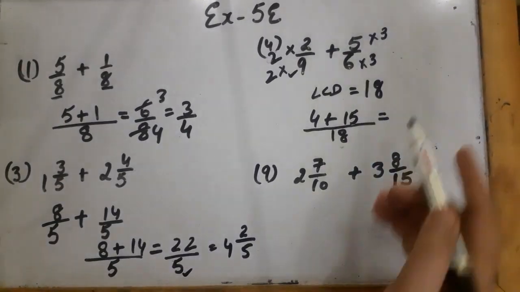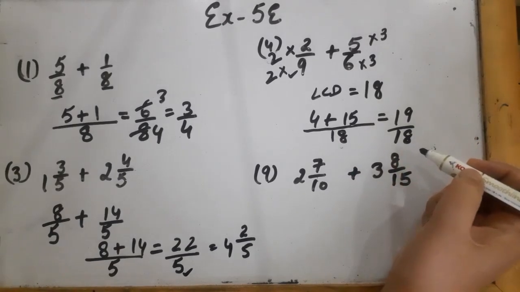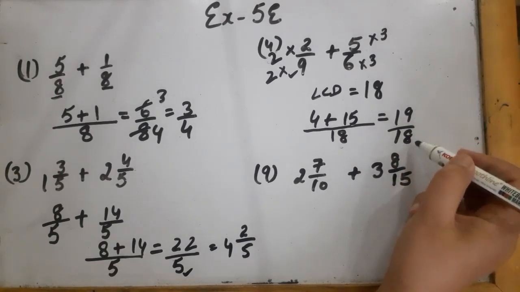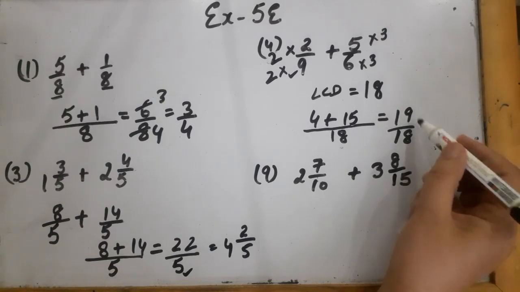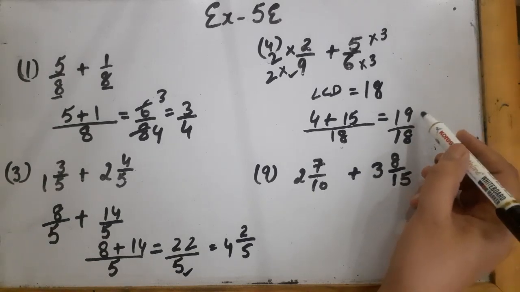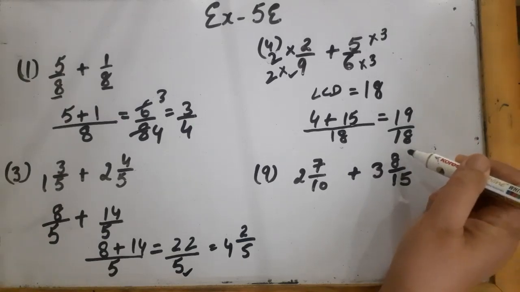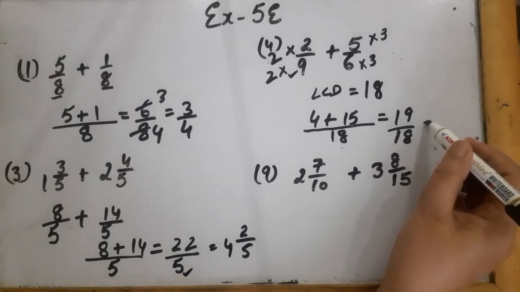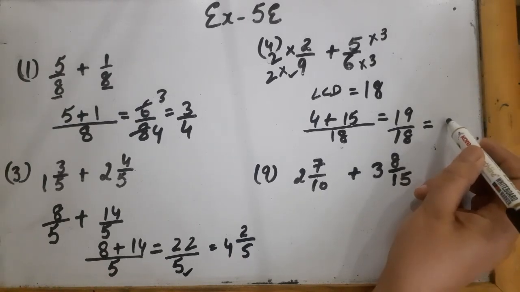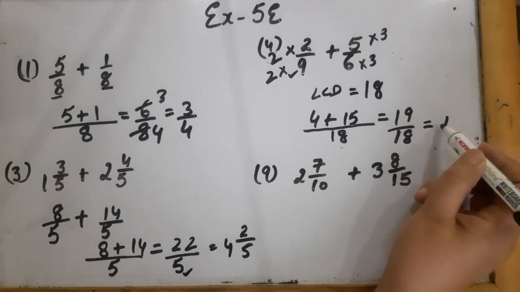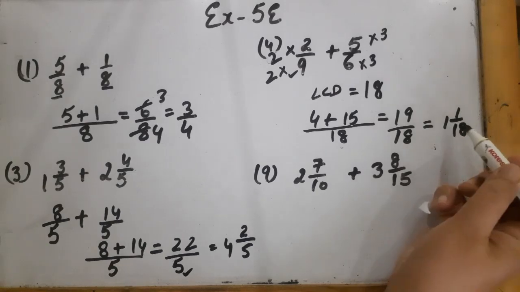You will get 19 by 18. So first of all I have to see whether I can reduce it. No, I cannot reduce it because both of them cannot be cancelled by any number except 1. So their HCF is 1, and this is in the simplest form. I cannot reduce them, but this is an improper fraction. So I have to convert this into a mixed fraction. You can divide and see that it will become this. 18 ones are 18 plus 1 is 19.